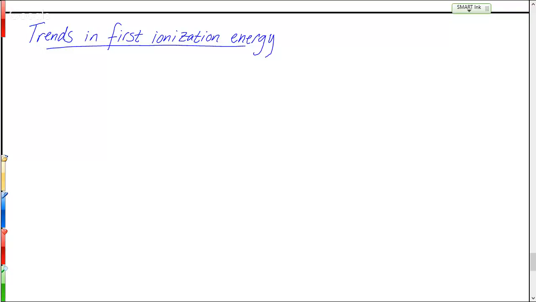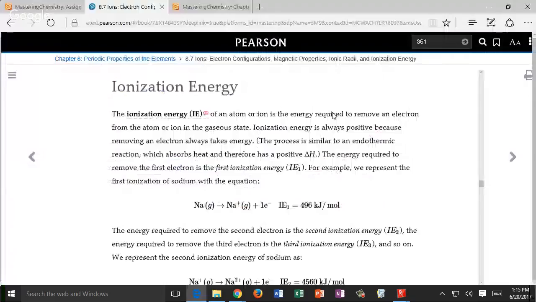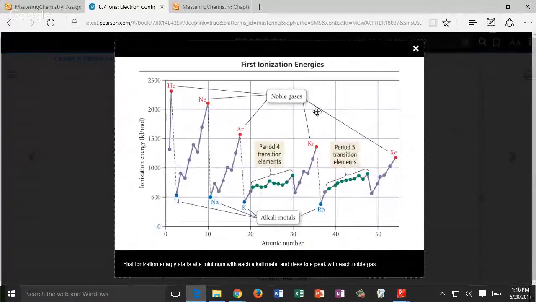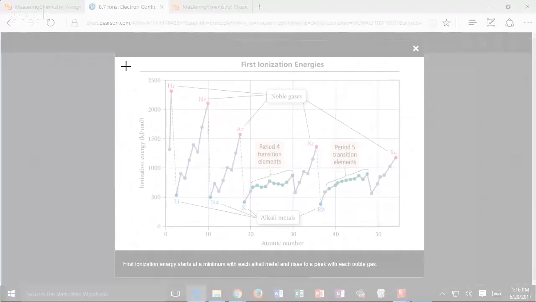So let's see if that's reflected in the trends that are measured. We can use the language harder or easier to remove electrons if that helps. So we can draw on it.